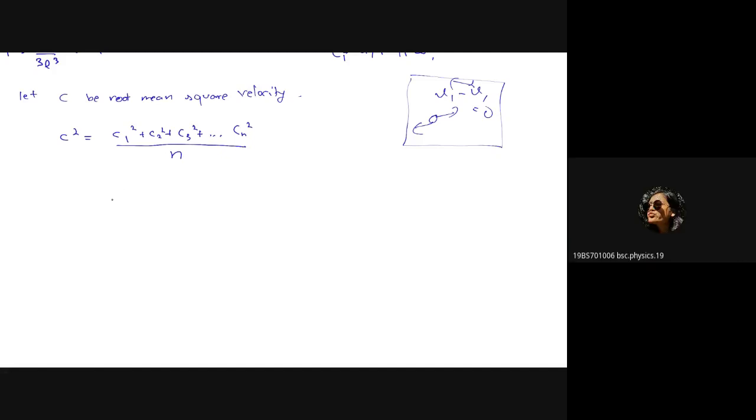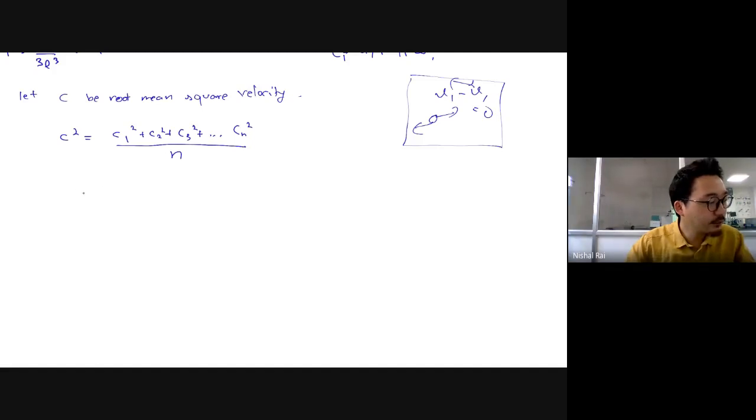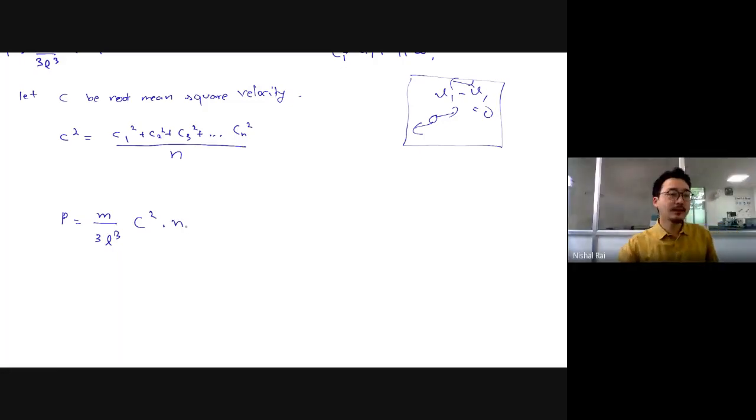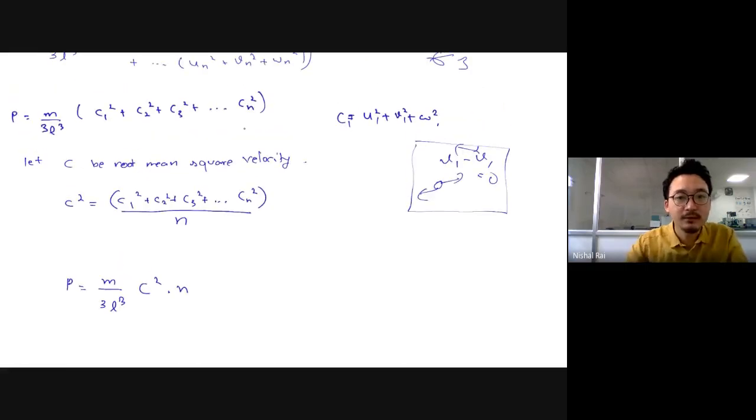Yes, sir. So finally, what do we end up with? P, pressure, is equal to m divided by 3L cube, into C1 square plus C2 square up to Cn square, which is C square into n. Is it clear? Is this clear? Because we want to find this quantity, this is sitting over here, and we want to substitute over here. We just substituted this over here and we got n C square.